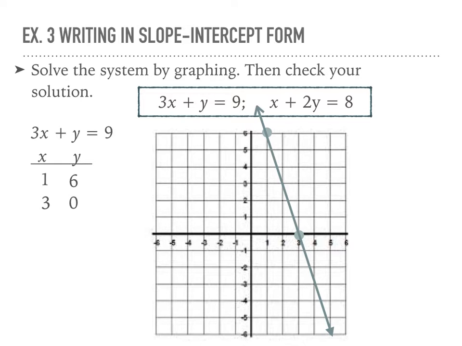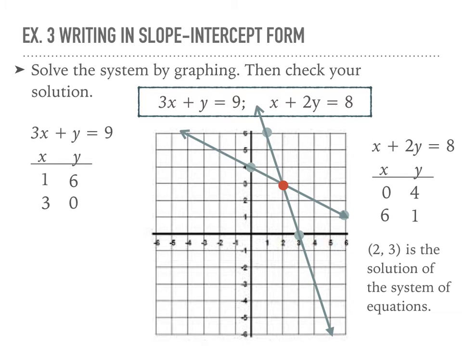Again, I could turn that second equation into slope-intercept, but I'm noticing in standard form the coefficients are compatible with the constant term. So I can make a table of values. If x is 0, y is 4. If y is 1, x is 6. I can graph these 2 points and connect them. And I can see that (2, 3) is the solution to the system of equations.